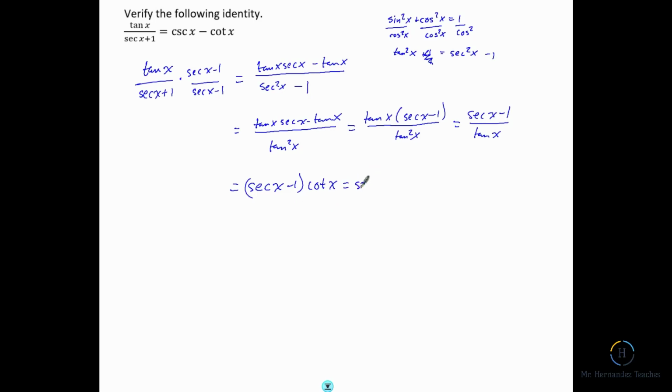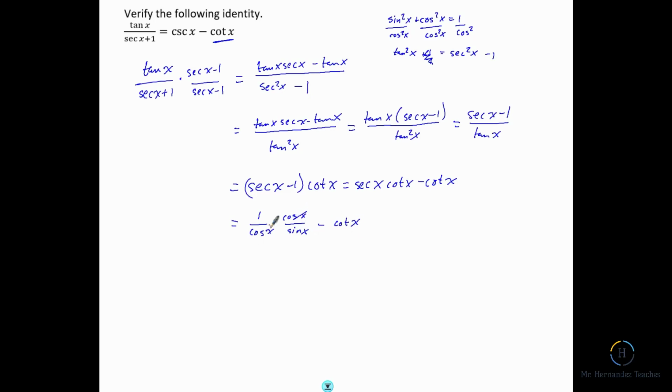So secant x cotangent x minus cotangent x. And what I notice here, this minus cotangent x is matching on that. Well, let's see, what else can I do? I can write the secant x and cotangent x in terms of sine and cosine. Well, secant x is 1 over cosine, and cotangent is cosine x over sine x, minus cotangent of x.